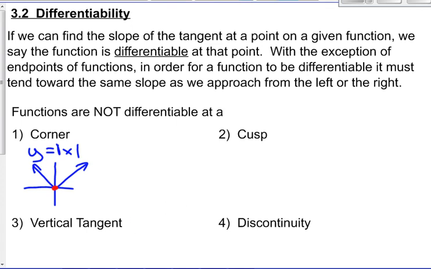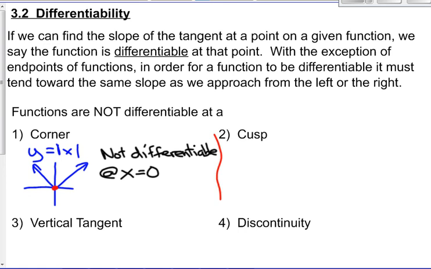It's just a corner. So what we would say is, this is not differentiable, but only at one value. It's not differentiable at x equals 0 because of the corner. It's differentiable everywhere else. Okay? But that's a problem spot for finding the slope at x equals 0 on that curve.